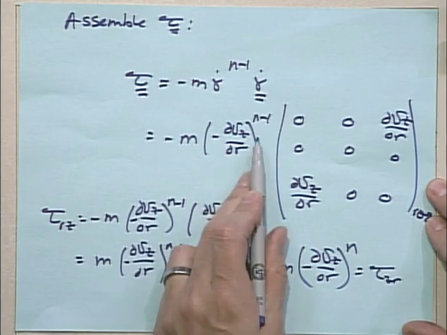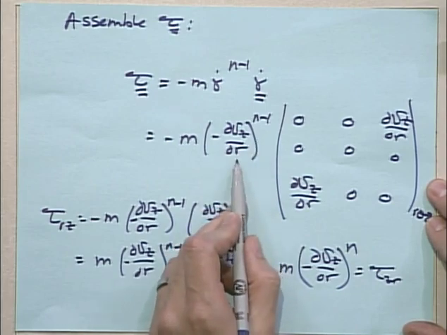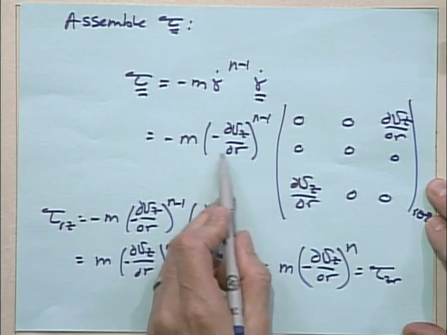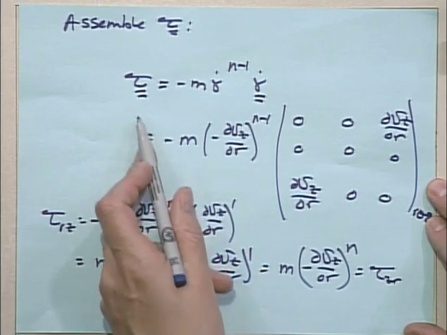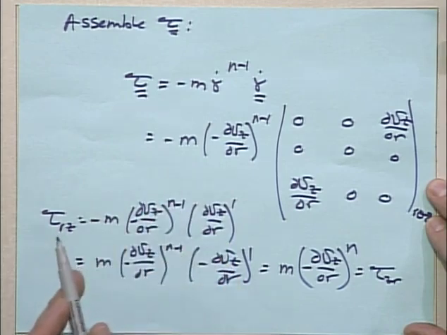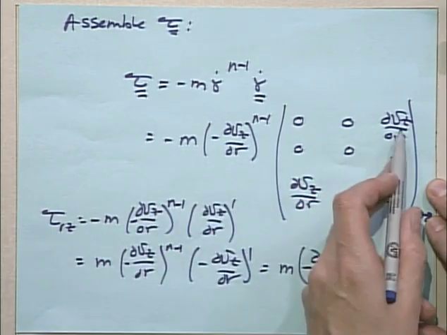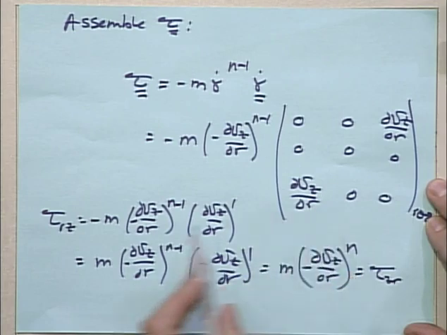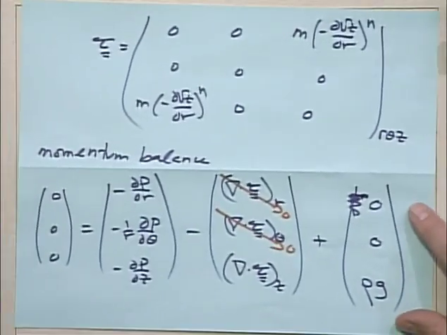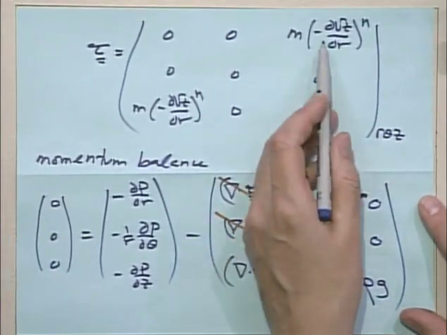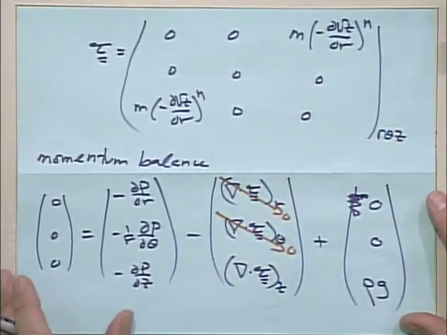The minus sign raised to a fractional power is not a problem because this is negative also. So together they're positive. The fact that this is negative overall is okay. That's the correct sign of the stress. So then we multiply out, and only these two terms are non-zero. So we multiplied those out carefully, and we got m minus dv dr to the n is equal to tau. So putting that together, we got tau m gamma dot to the n minus 1 in those two positions.